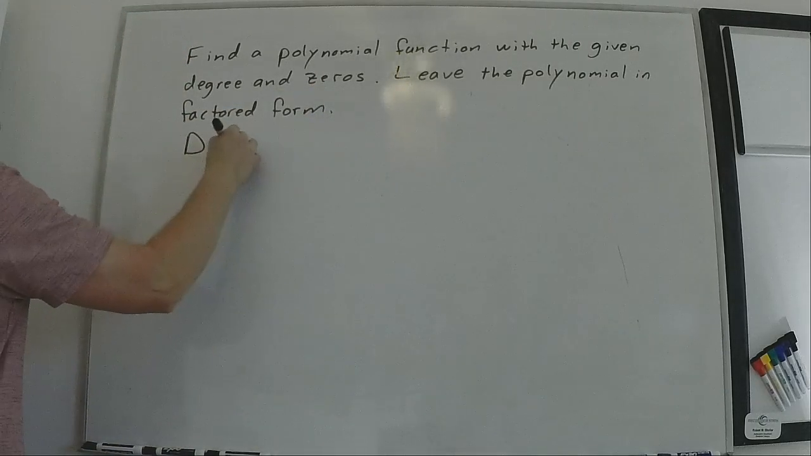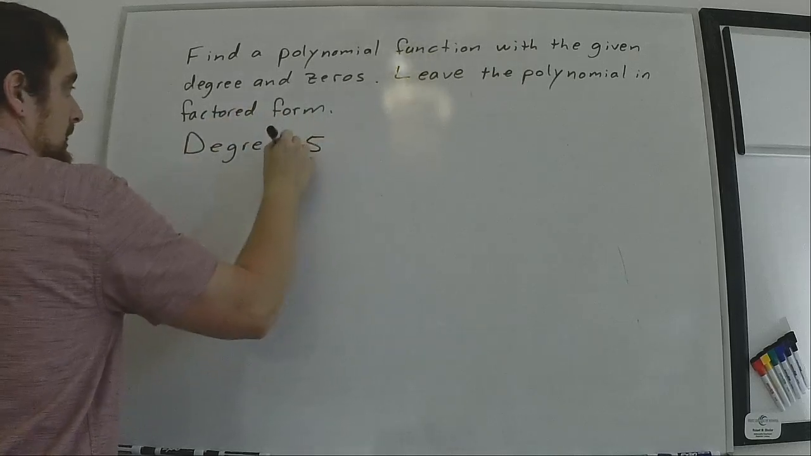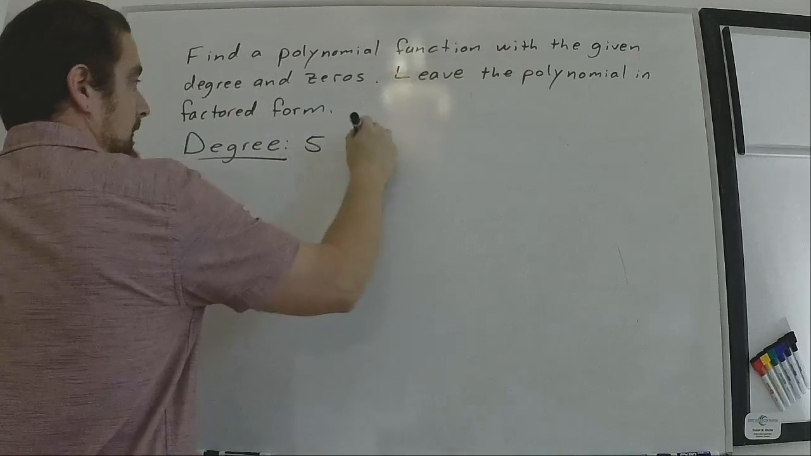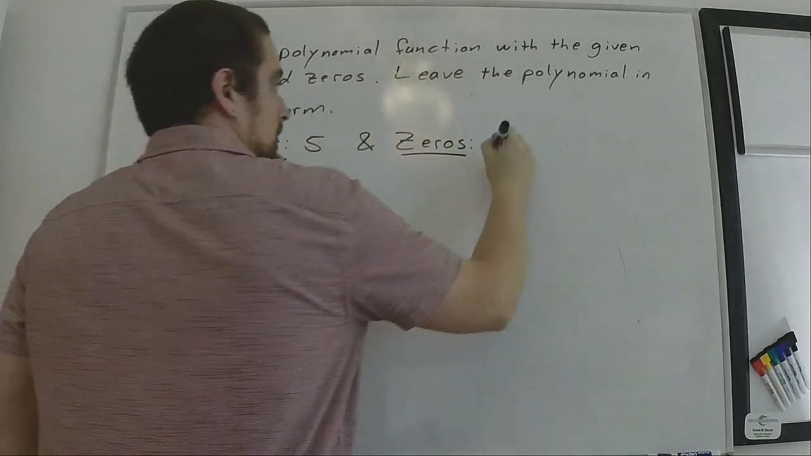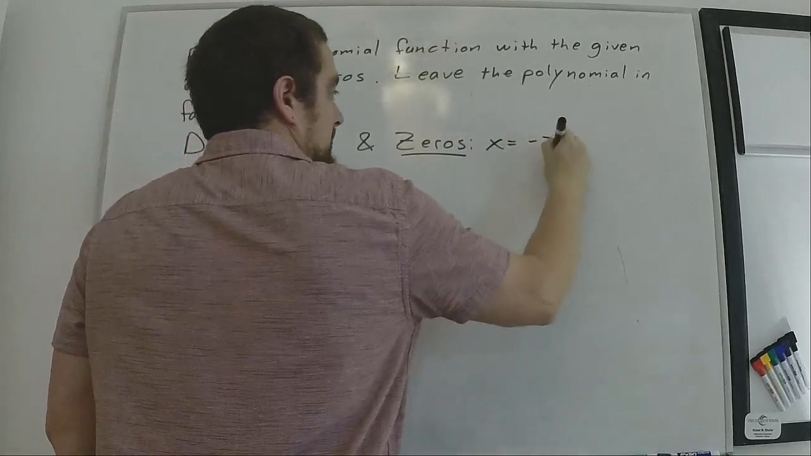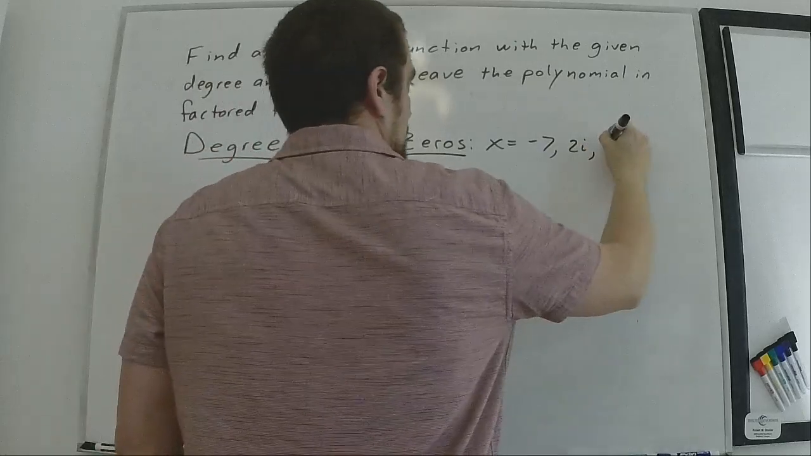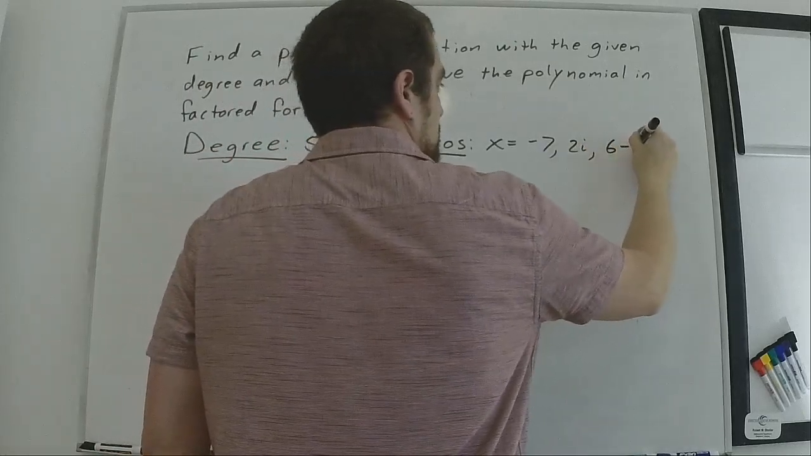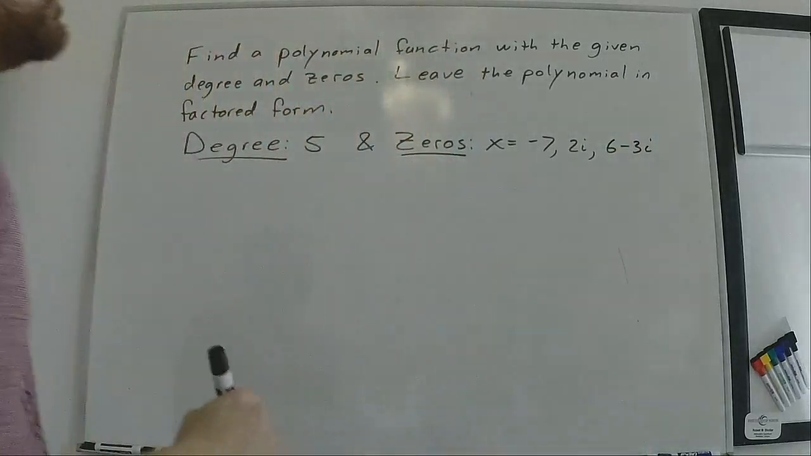So we'll say that we have a degree of 5, and we have zeros of x equals -7, 2i, and let's do, how about 6 minus 3i for our zeros.